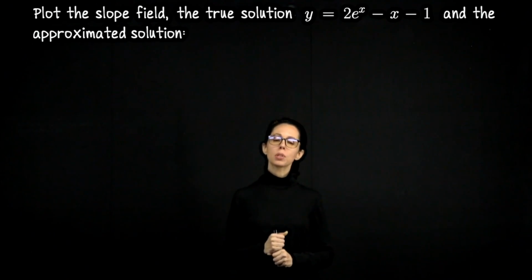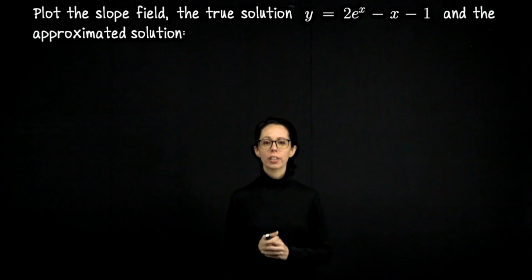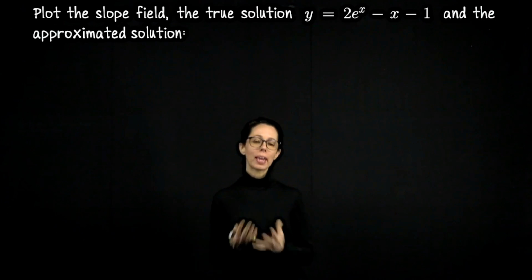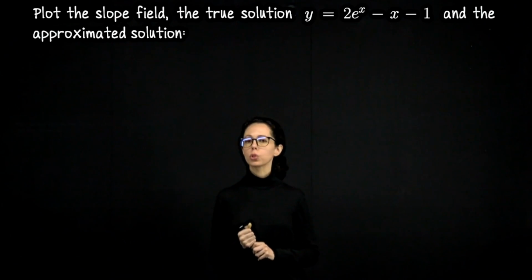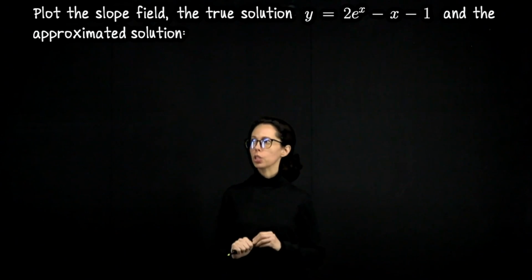On paper, I was able to work out the true solution to dy dx equals x plus y with an initial condition of when x equals 0, y equals 1 by hand. And the solution is y equals 2e to the x minus x minus 1. For practice, let's verify that that is a solution.